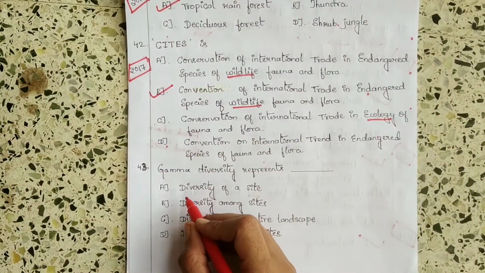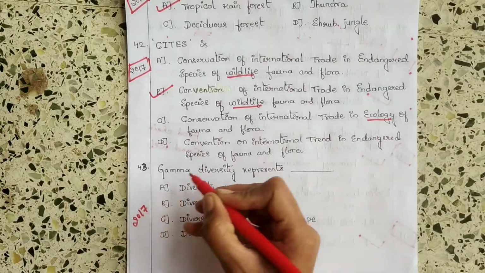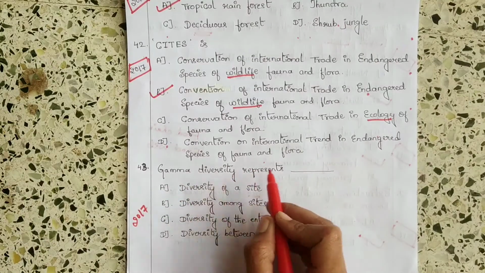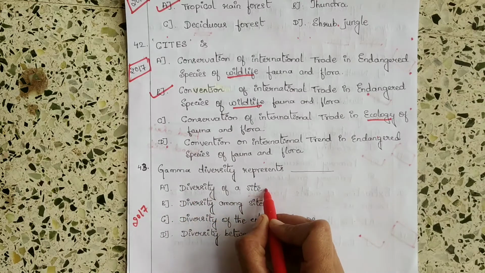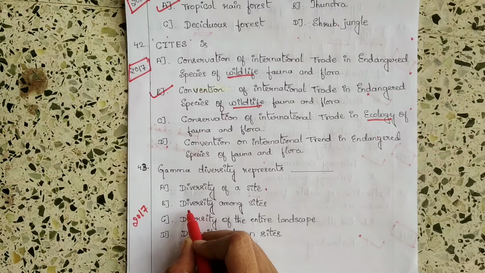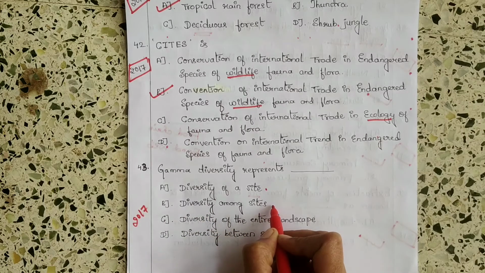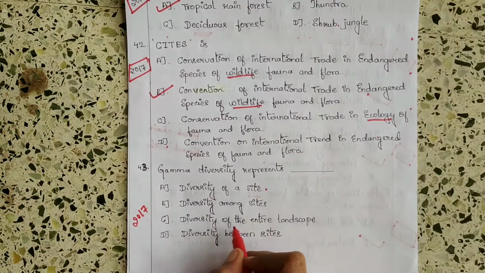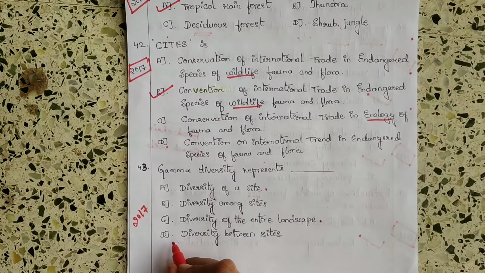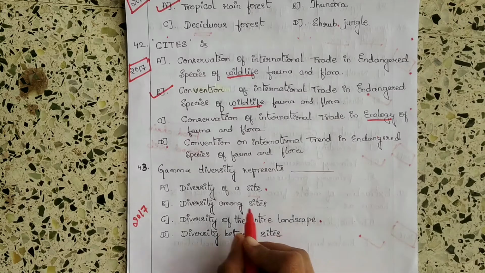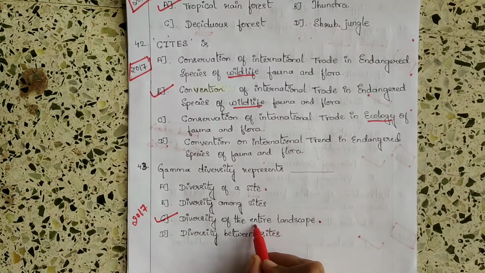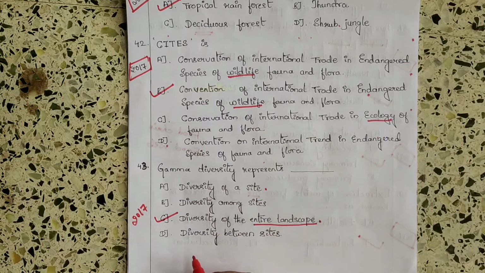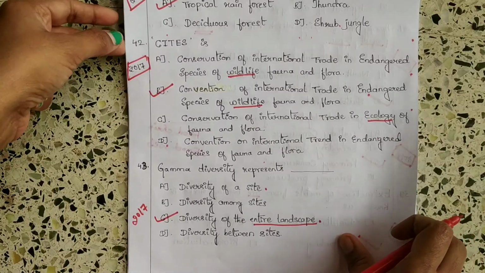43rd question, which is asked in the year 2017. Gamma diversity represents, they are asking. Option A, diversity of site. Option B, diversity among sites. Option C, diversity of the entire landscape. Option D, diversity between sites. So gamma diversity actually represents diversity of the entire landscape. Option C is the correct answer.